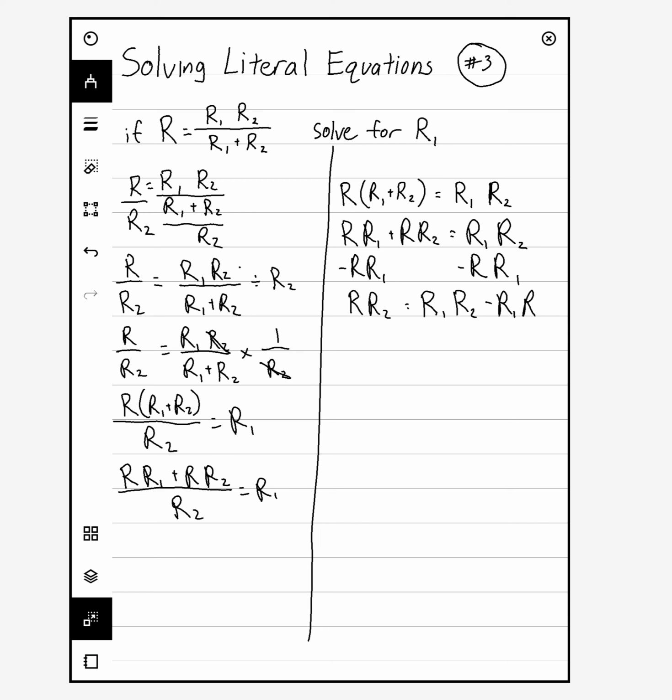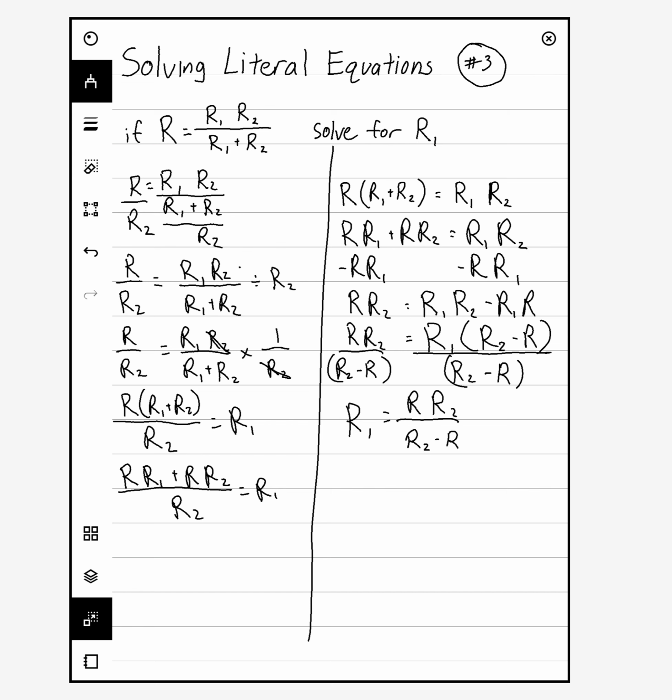And then from here, we can factor out the r1. r2 minus r. And then we can divide this side by the r2 minus r. And then we get r1 is equal to all this. r2 over r2 minus r.